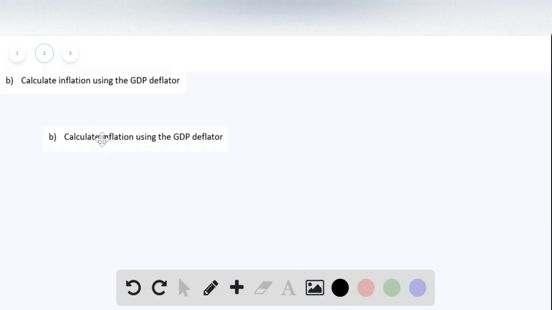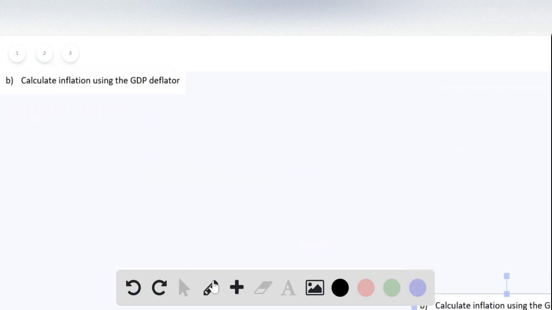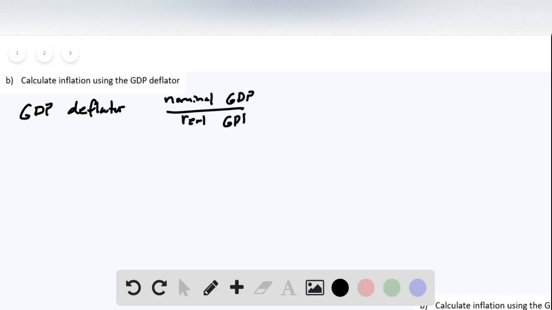The second part is asking for us to calculate inflation using the GDP deflator. The GDP deflator is a different way of measuring inflation, and it's just the ratio of nominal to real GDP. So the GDP deflator is the ratio of nominal GDP over real GDP. Now, nominal GDP is the current output at current prices, and the real GDP is current output at the base year prices.